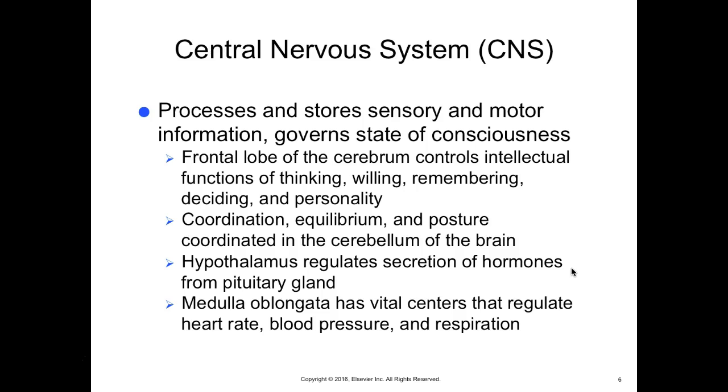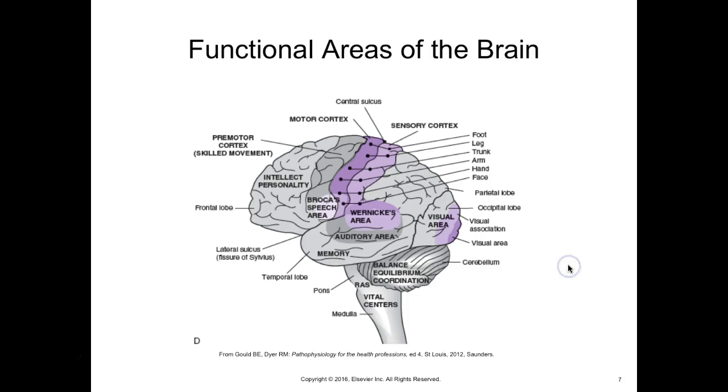Then we have the medulla oblongata. It has vital centers that regulate heart rate, blood pressure, and respiration. And so that is a very, very important portion of the central nervous system. So damage to the medulla oblongata could result in death, of course, because heart rate, blood pressure, and respiration are vital functions.